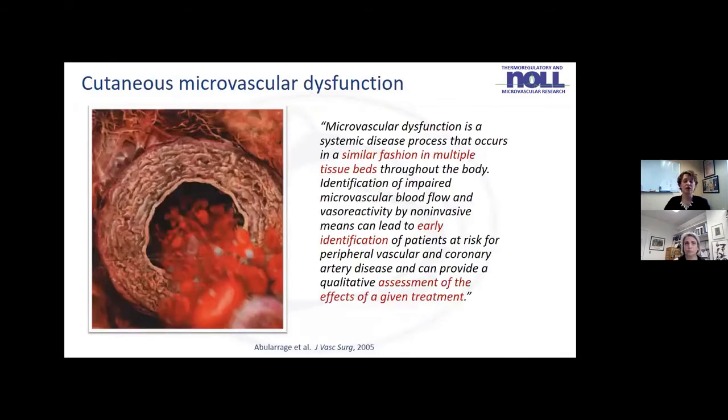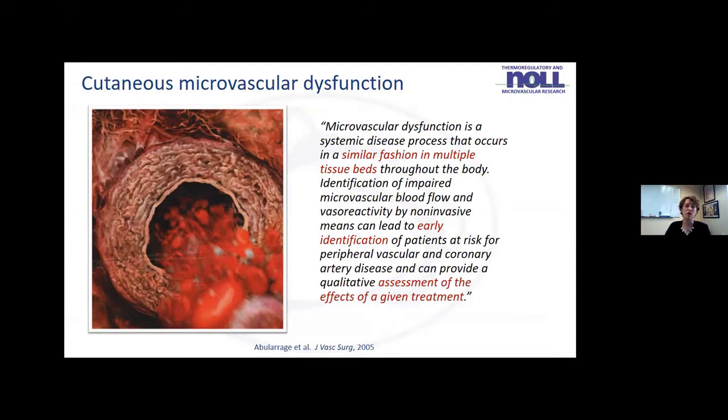But today, we're here to really talk about the cutaneous circulation, and how pharmacodissecting various signaling mechanisms in the cutaneous circulation can be useful in examining various mechanisms that may be dysregulated in various cohorts with altered blood pressure regulation.